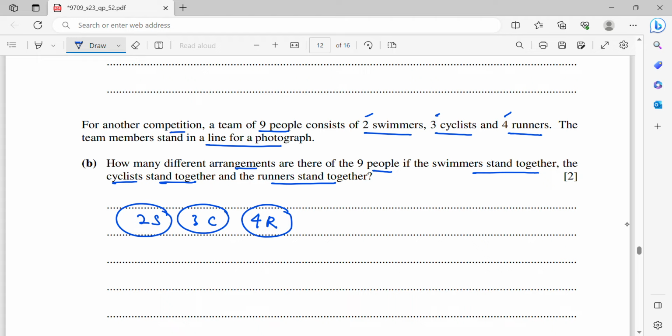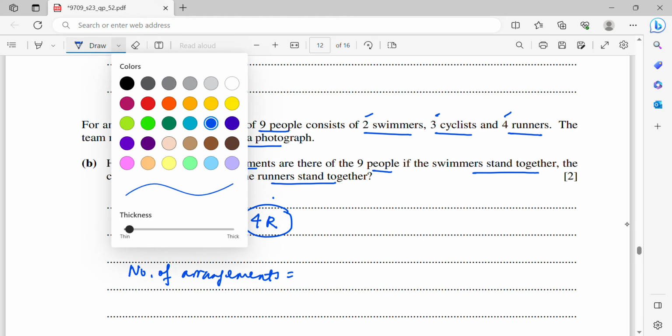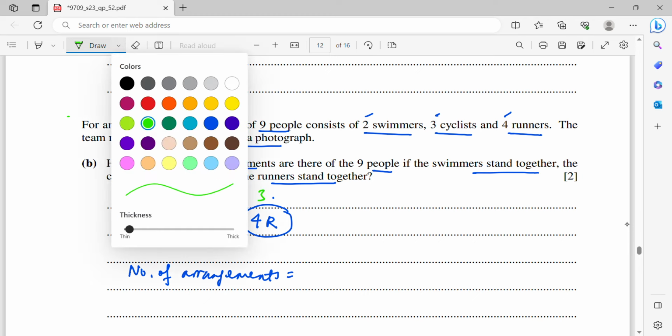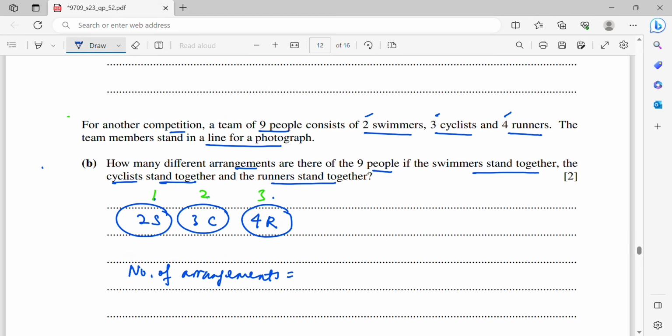But the question doesn't mention that the swimmers must be in the first place, second place is cyclists, and the runners in the third place, right? It can be any order. Means that now for the number of arrangements, you need to arrange these 3 groups. So it can be in any order. So these 3 groups, when you arrange, it will be 3 factorial. That means you can start with S, C, or R, then in any order.